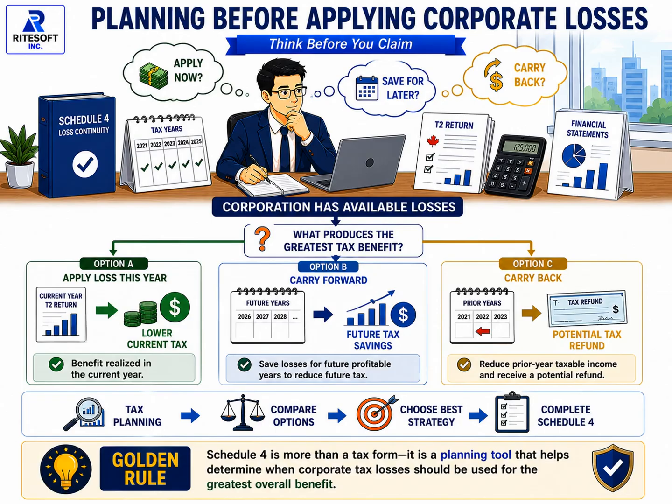The most important lesson from this slide is that Schedule 4 is much more than a reporting form. It is a planning tool that helps tax preparers determine when corporate tax losses should be used to maximize their value. The key takeaway is simple. Good tax planning is not about using losses as quickly as possible. It is about comparing all available options and choosing the strategy that provides the greatest overall benefit for the corporation while keeping Schedule 4 accurate and up to date.